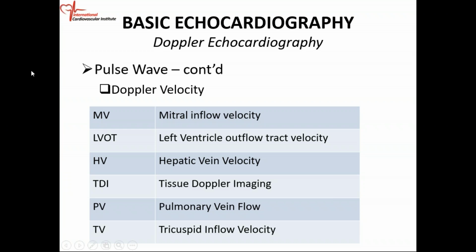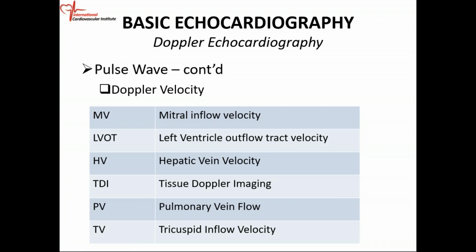Okay, so these are the velocities that we use pulse wave Doppler to measure, and you have to remember these. We use pulse wave Doppler to measure mitral inflow because mitral inflow is a low velocity flow. The left ventricular flow tract velocity, because this is a low velocity flow. Hepatic vein velocity, that's a low velocity flow. Tissue Doppler imaging, we use pulse wave Doppler. Pulmonary vein flow, we also use pulse wave Doppler. And tricuspid inflow, not TR, tricuspid inflow. So these are low velocity flows, and we use pulse wave Doppler to measure these.